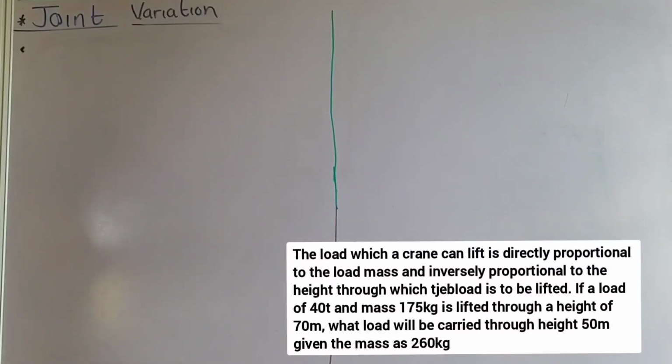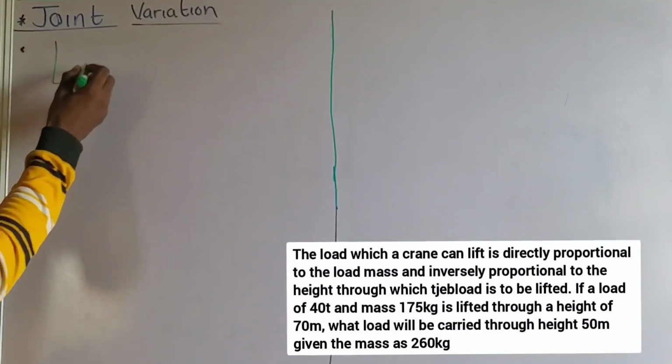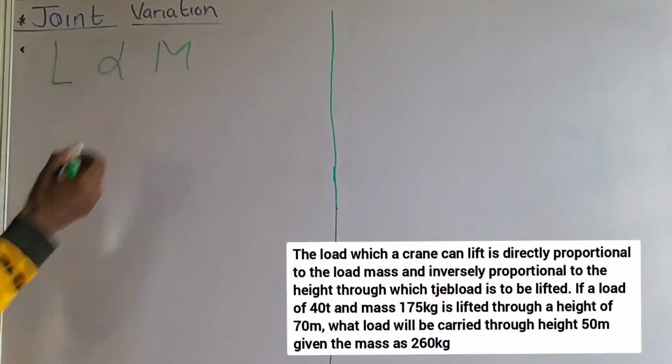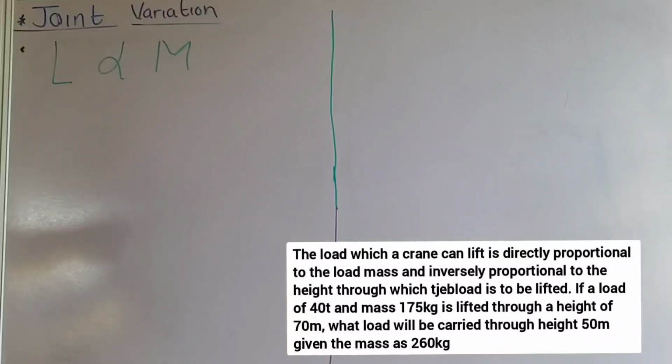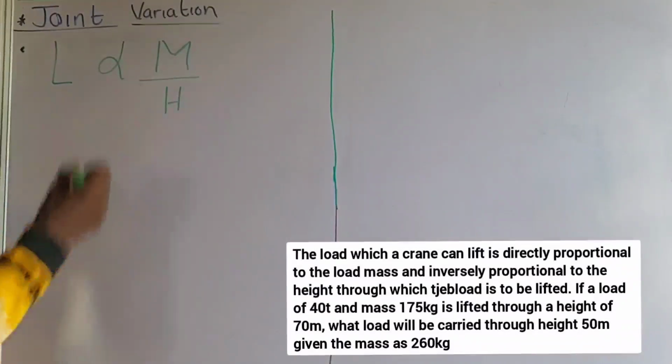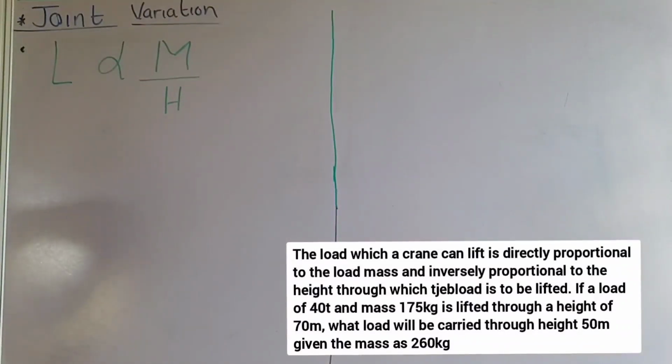Now I want you to pay attention to the question. The first statement there is that the load which a crane can lift is directly proportional to the load mass. So let's represent the load as L. The load is directly proportional to the mass of the load, and inversely proportional to the height. Let's represent this as H. So that is the mathematical representation of that statement.